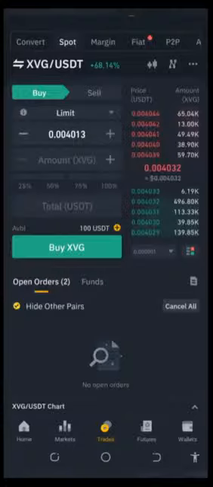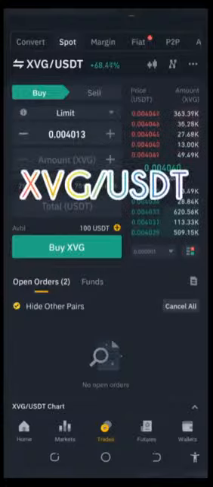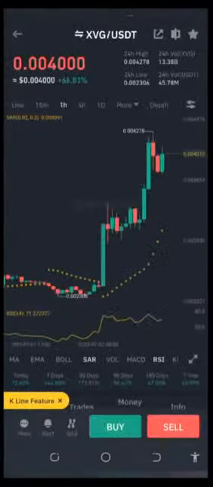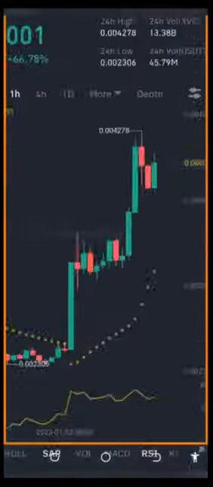Yes. Now, I'm currently on XVG/USDT, and we need to look into the charts so quick. Now, this is on the gainers list, right? So we need to quickly take our move.